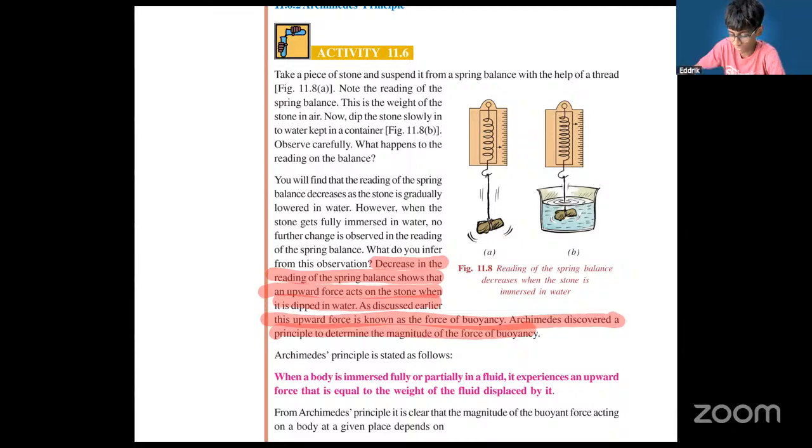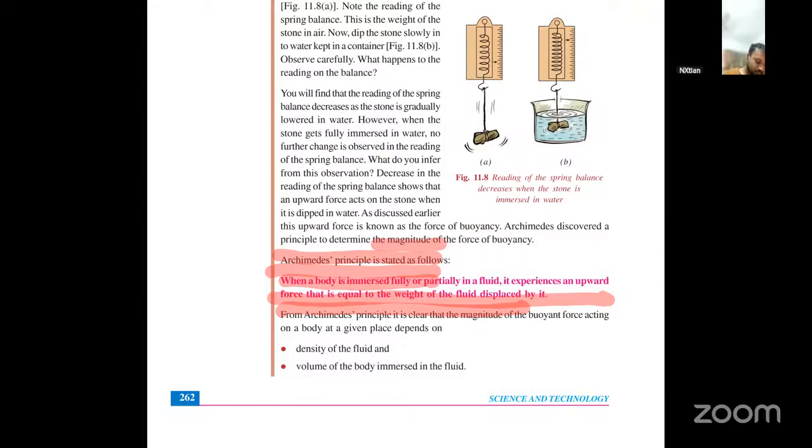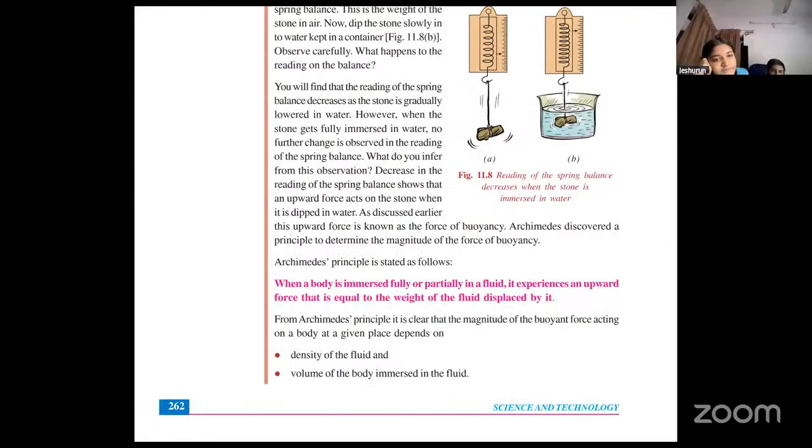Read this. Archimedes' principle is stated as follows. When a body is immersed fully or partially in a fluid, it experiences an upward force that is equal to the weight of the fluid displaced by it.